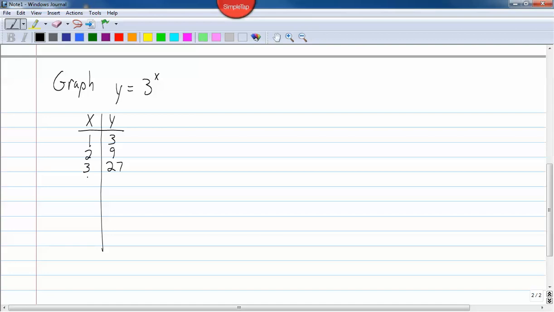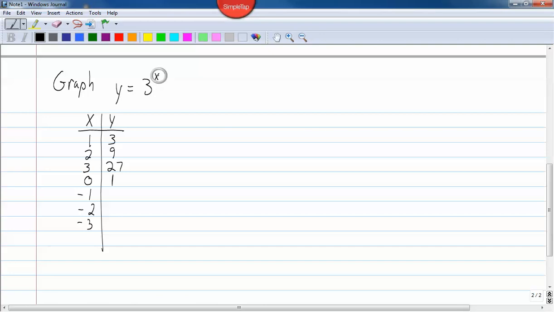Well, you always want to make sure you plug in 0. 3 to the 0 is 1. And then you want to plug in a few negative numbers. I suggest plugging in the same number with just a negative sign as you did the positive. So like -1, -2, -3. Now let's see what that does to this exponential function.